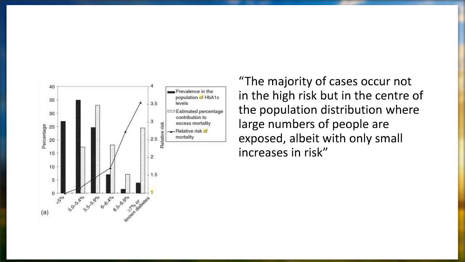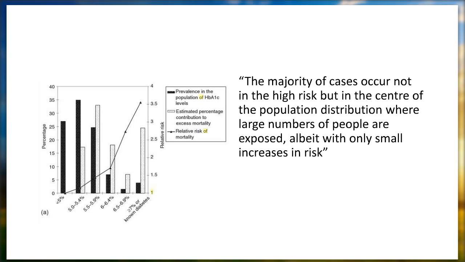Now the white bar is the estimated percentage contribution to excess mortality. Again, if we start with diabetes, what this is telling us is that even though there's a low prevalence of diabetes in the population, 4-5%, people who have diabetes contribute close to 25% of excess mortality caused or attributed to diabetes. So that corresponds with the relative risk. The risk of mortality is high if you have diabetes. Small number of people that have diabetes, high risk, high contribution to mortality. That's what we see on that column.